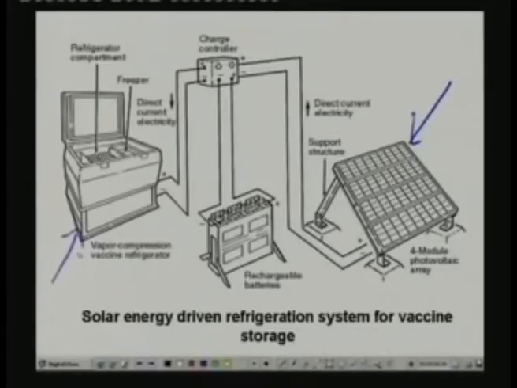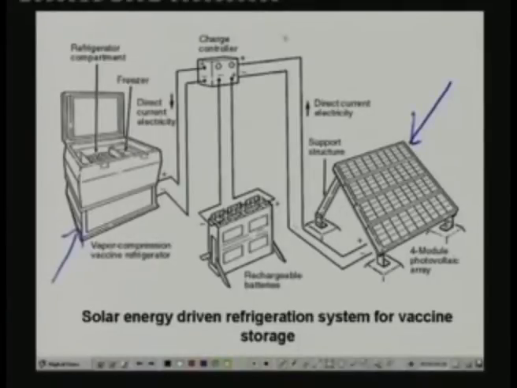Of course, you can also use the DC current for running a thermoelectric refrigerant system, but in this particular schematic, a vapor compression refrigerator is used, which is connected to the photovoltaic array here. This is the photovoltaic array. And sometimes solar energy may not be available, or sometimes excess solar energy may be required.